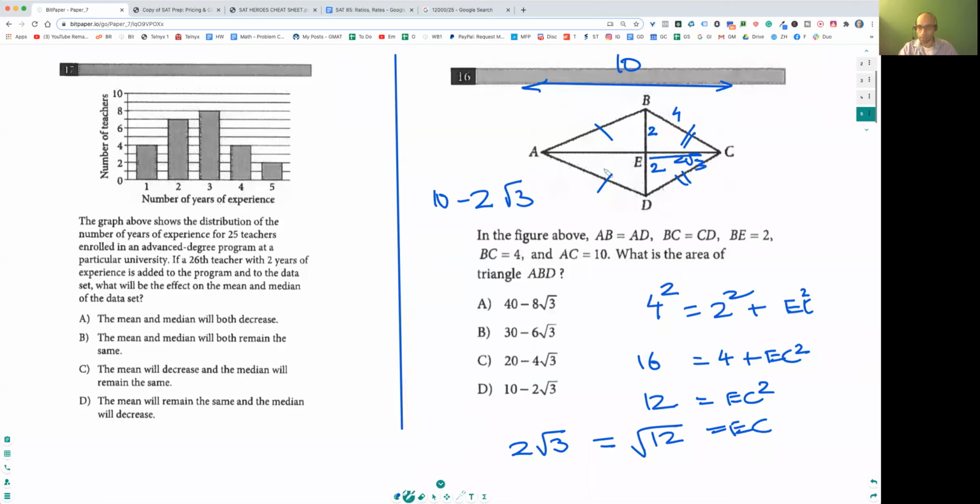And then you're going to have to multiply this, 10 minus 2 root 3, that's your length, by the base, which is 4, and divide it by 2. So remember, this is your base, and this is your height, and the area is half base times height. So the 2 cancels, and you get 20 minus 4 root 3. Now this is a harder problem. So well done, very good. People are actually able to solve this problem.